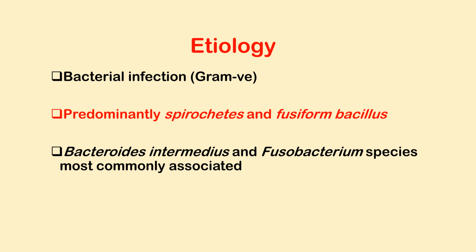So let's understand the etiology of ANUG. It is a bacterial infection, mainly having gram-negative bacteria. Predominantly, we can see spirochetes and fusiform bacillus, and Bacteroides intermedius and fusiform bacterium species are most commonly associated with ANUG.